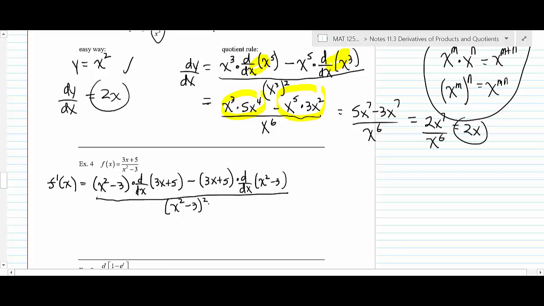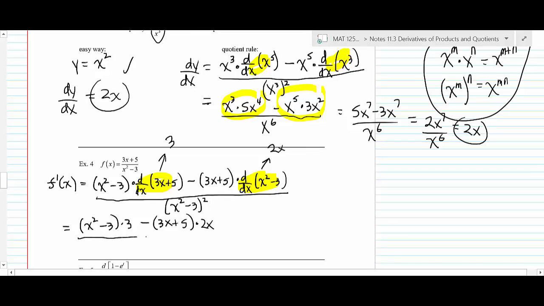The quotient rule, you can get into some messy algebra sometimes, depending on the situation. So these we're going to start pretty straightforward. Bottom derivative top, top derivative bottom over bottom squared. So next thing to do is do these two derivatives that I've got highlighted and bring stuff down. So the x squared minus 3, leave it alone. Derivative of 3x plus 5 is what? 3. What's the derivative of x squared minus 3? 2x. So we're going to have a 3 there, and then minus 3x plus 5, and then times 2x.